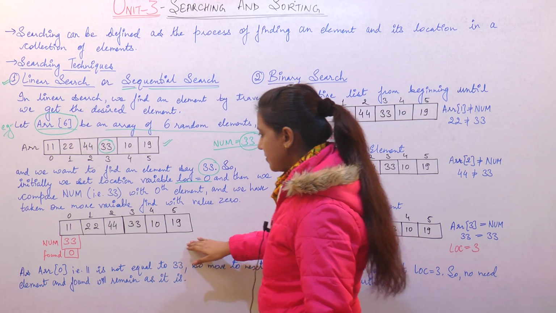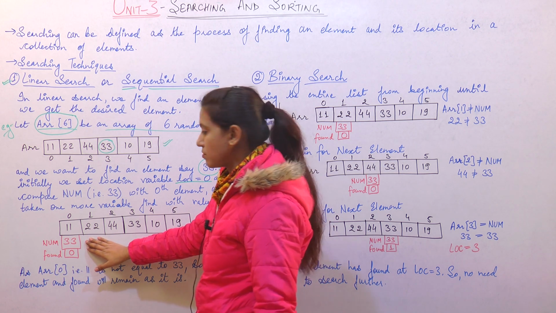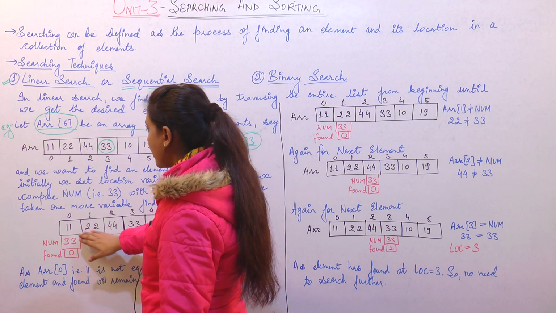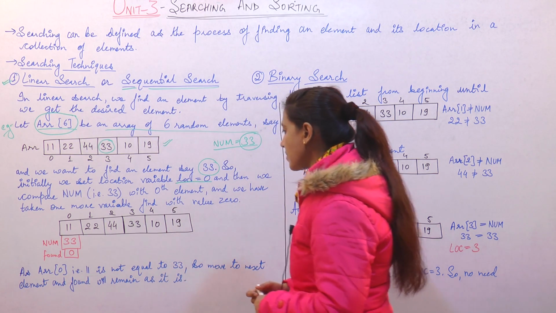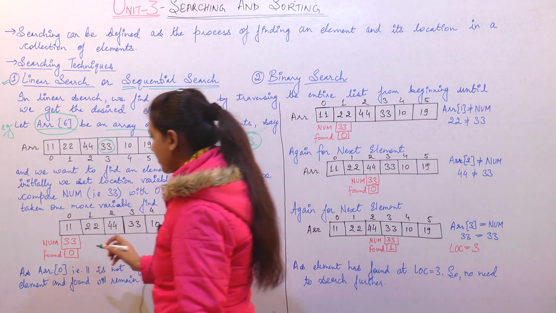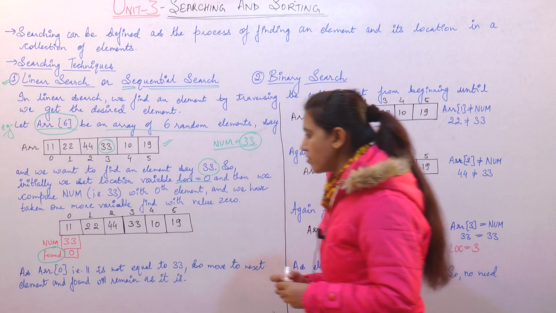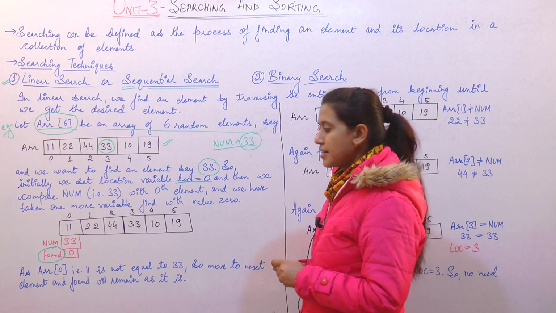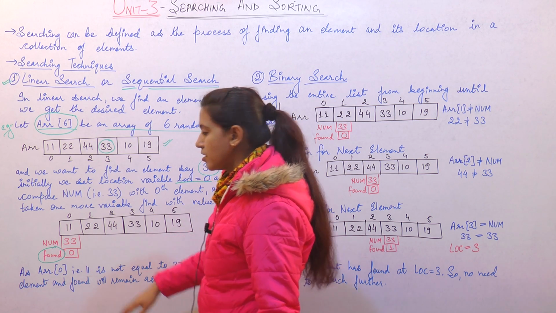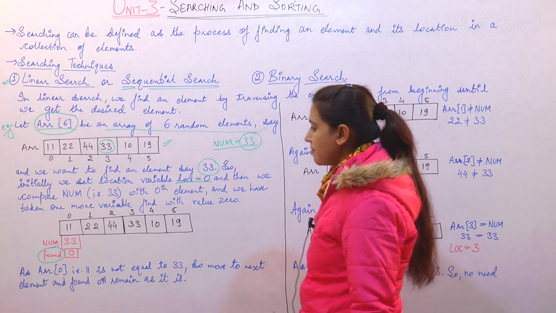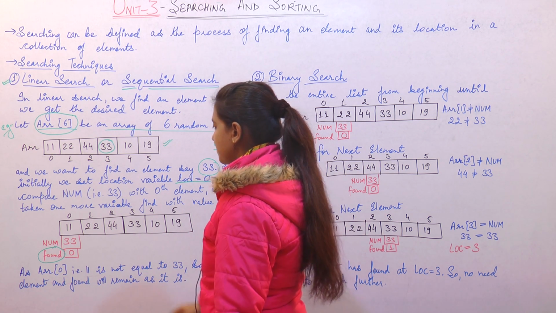So this was our array. We will first compare num, the number which we want to search in our array, with the element stored at the 0th location. We have also taken another variable, and that variable is found. The found variable is used to denote whether the desired element is found or not. We will set the value of found to 0, as we don't know the exact location of the element which we want to search.